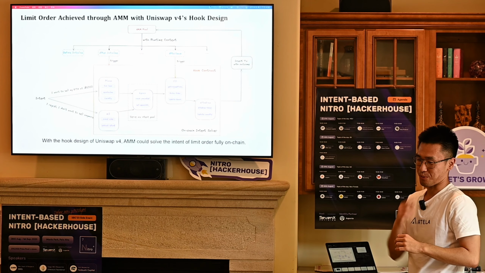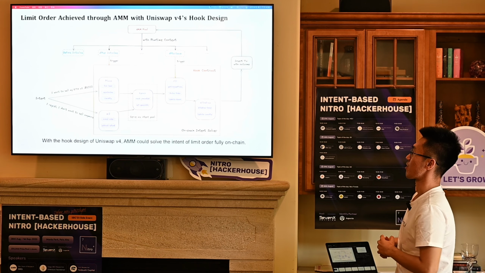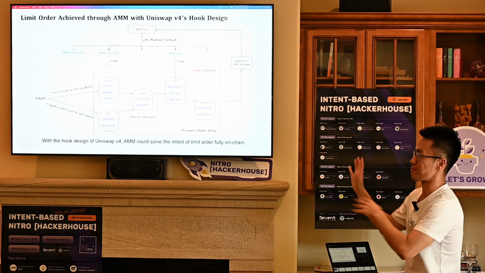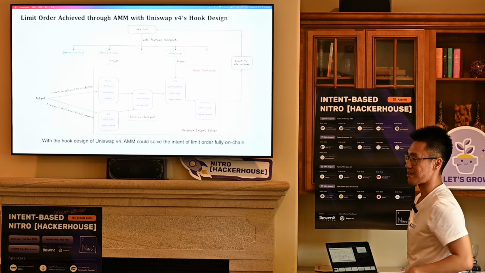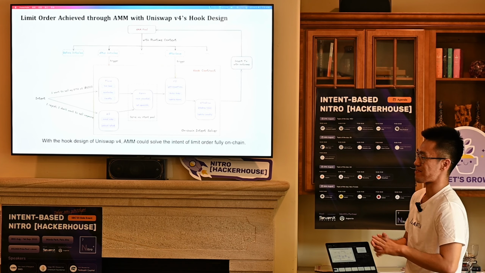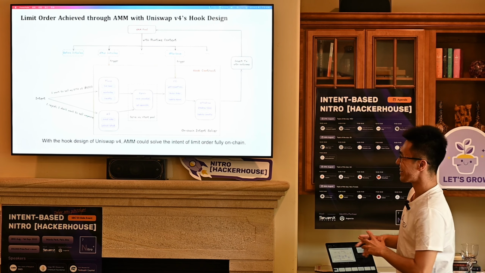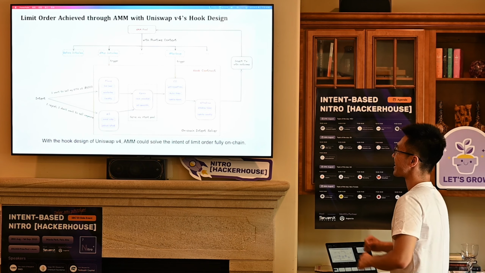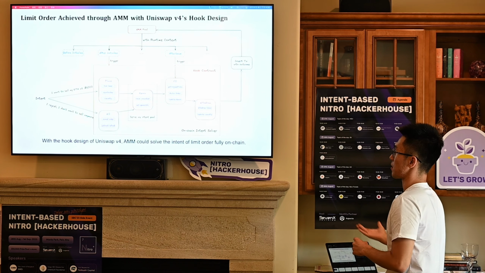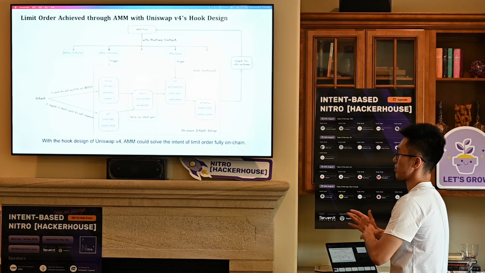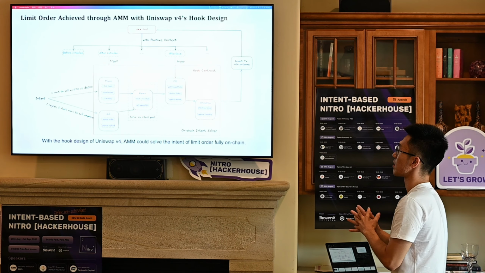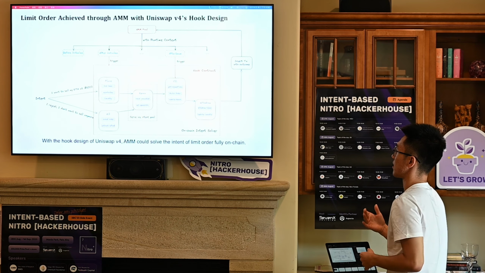So we dug into the code of Uniswap V4's hook design. Maybe I can use an example to make it easier to understand. For example, I'm a user with an intent: I want to sell my ETH at 3,000. Maybe it's not realistic for the current market condition, but just imagine it. Actually, the hook contract helps the AMM design solve this intent, not the AMM pool directly. So how does this happen?